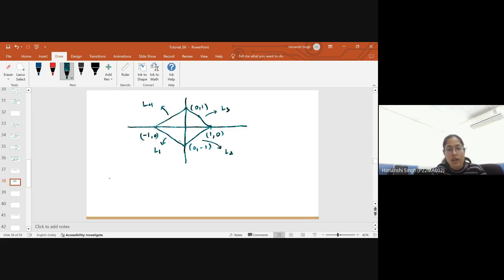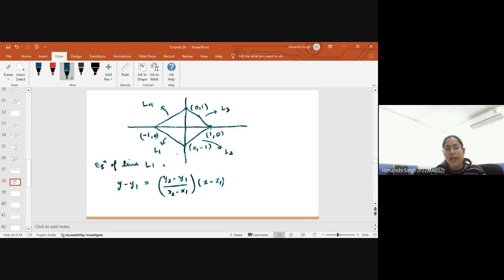For this L1, first we will calculate the equation of line L1. So what is the equation of line? That is y minus y1 equals y2 minus y1 divided by x2 minus x1, into x minus x1. By this way, we find the equation of the line. If I consider x1, y1 and x2, y2 to be these points, then the equation of the line passing through these 2 points can be found using this formula.